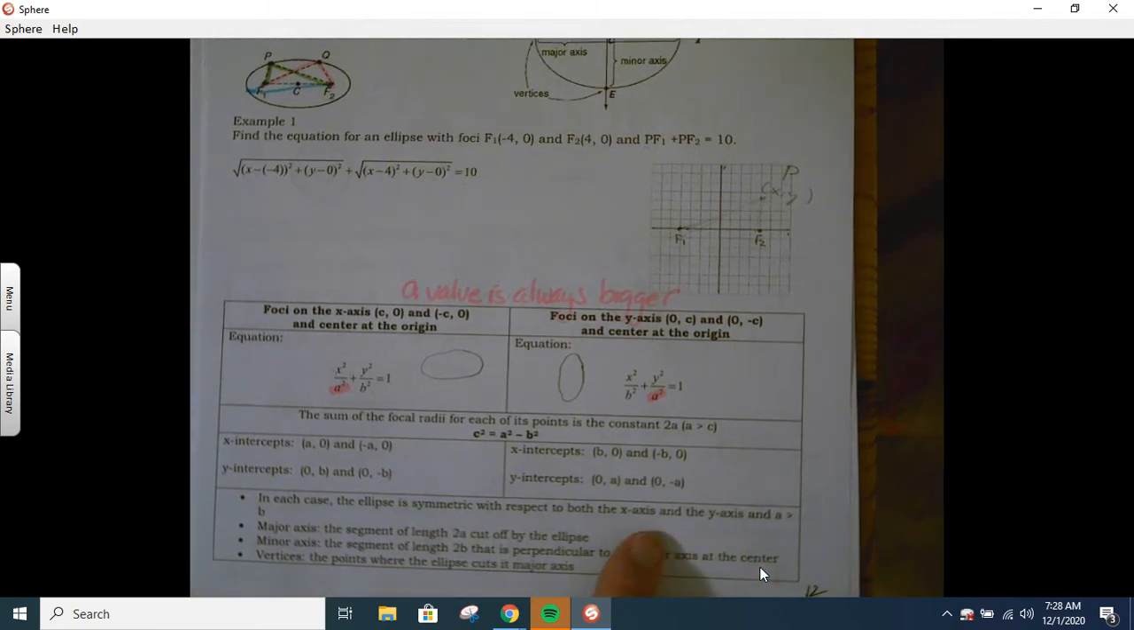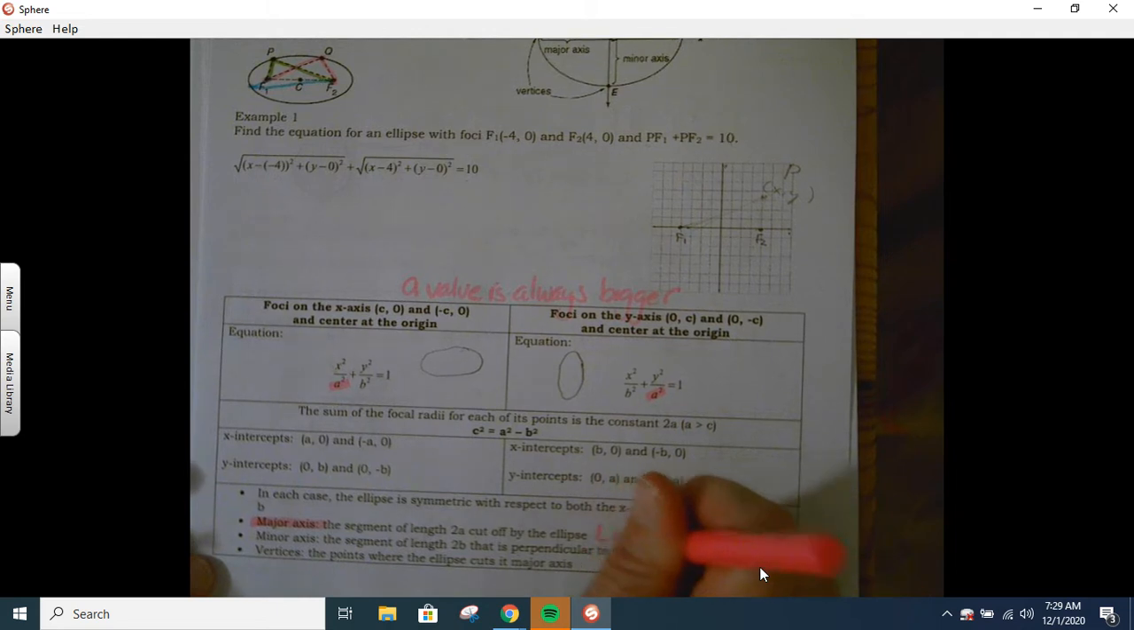Okay, so then that means that when you go to graph it, the a and the negative a are the x-intercepts, the b and the negative b are the y-intercepts. Here it flips around. Okay, in each case, we have symmetry with respect to the x and the y-axis. We're going to call the major axis the segment with length 2a. So the major axis is the one that's always going to be the longer of the two. Then the other axis we're going to call the minor axis. And that's connecting the shorter side. So that's always shorter.